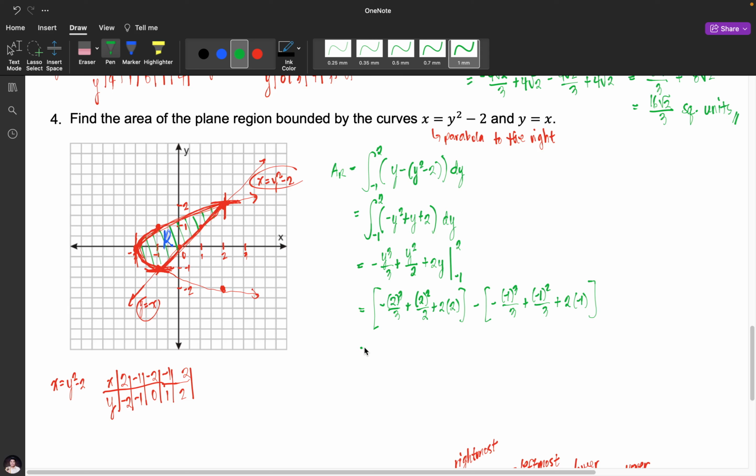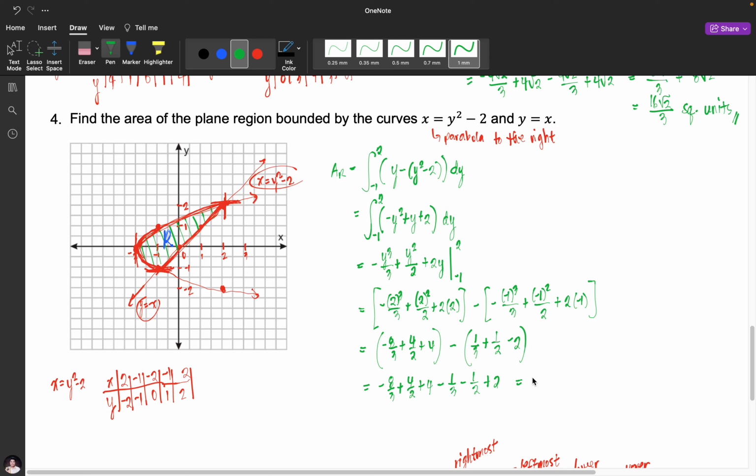Okay, so let's simplify. So this is just negative 8 over 3 plus 4 over 2 plus 4. So almost the same kanina. This is negative 1, so positive 1 over 3. This plus 1 over, okay, this is over 2, not 3. And this is minus 2. So this is now negative 8 over 3 plus 4 over 2 plus 4 minus 1/3. Negative of 1/2 is negative 1/2 and plus 2.